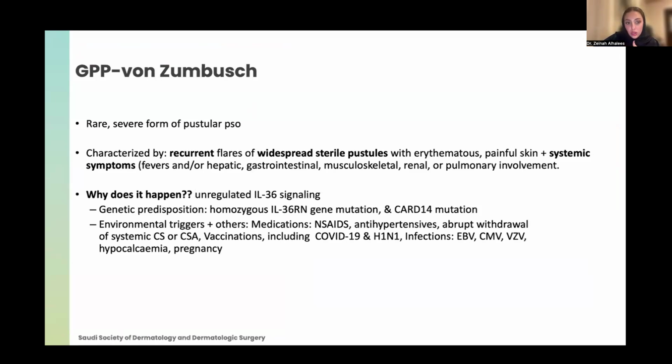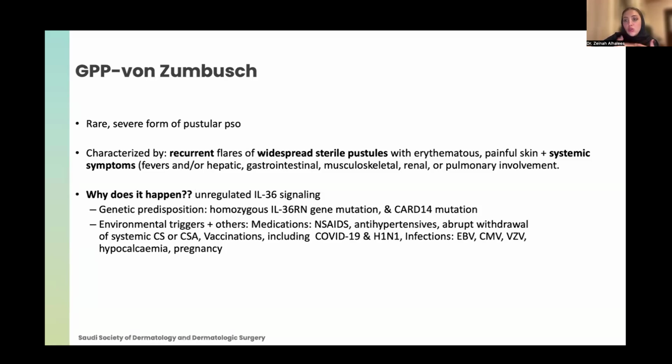So, it's a rare, severe form of pustular psoriasis. Patients have recurrent flares of widespread sterile pustules on an erythematous base, and they can actually even have painful skin over here. And they have systemic symptoms, so often fever. They can have hepatic involvement, GI involvement, musculoskeletal. So they can tell you that they have a little bit of joint pain. They feel fatigued, but they can literally have any organ involvement.